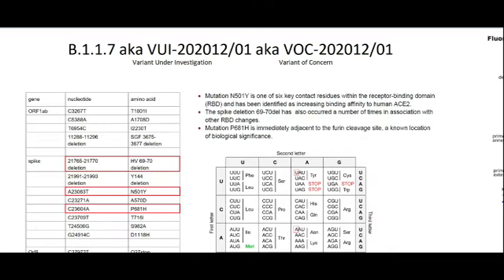In this brief, they use several different names for it. They use this one, which I don't know what it stands for. This was the old name for it, Variant Under Investigation 2020-12/01. This is now the new and preferred name for it, Variant of Concern, or VOC 2020-12/01. Alright, so this variant has some mutations in it.